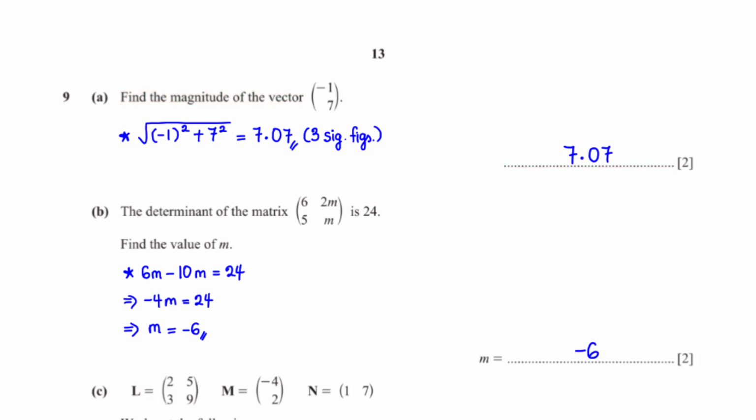The determinant of the matrix 6, 5, 2m is 24. Find the value of m. To get the determinant of the given matrix, we subtract the product of the minor diagonal, which is 10m, from the product of the major diagonal, which is 6m. This is equal to 24. 6m minus 10m is minus 4m. When we divide both sides by -4, we get m equals -6.